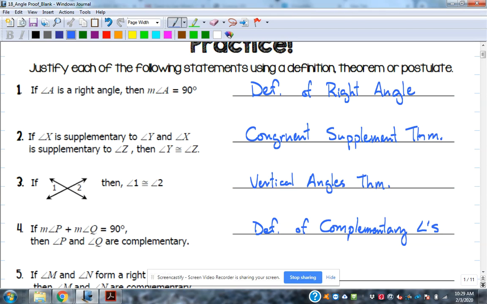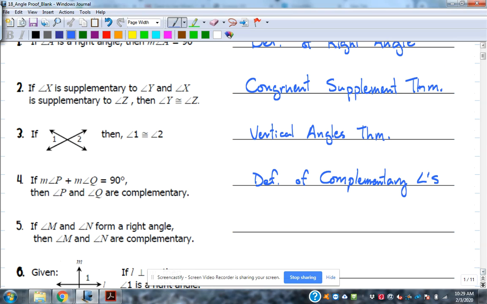All right. Number 5. If angle M and angle N form a right angle, then M and N are complementary. Complement theorem. So it seems like the same thing that 4 is saying, but here we're not talking about the measures adding to be 90. We're talking about 2 angles that form a right angle. So complement theorem.